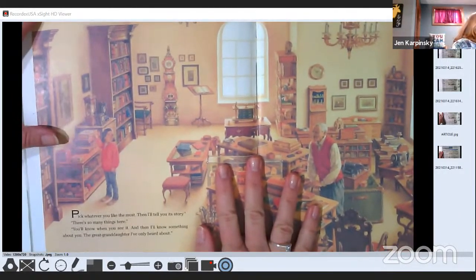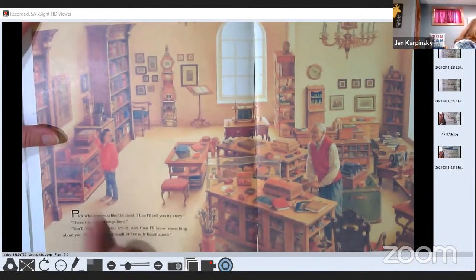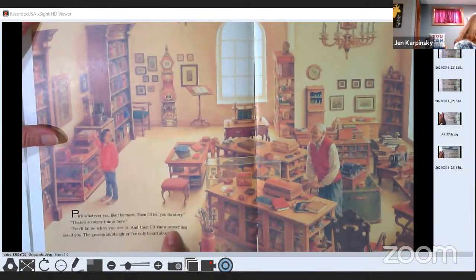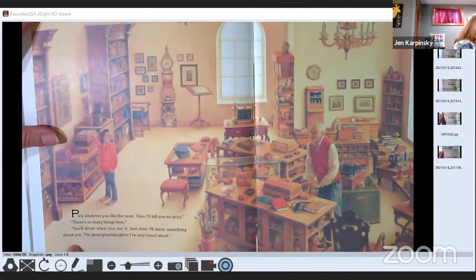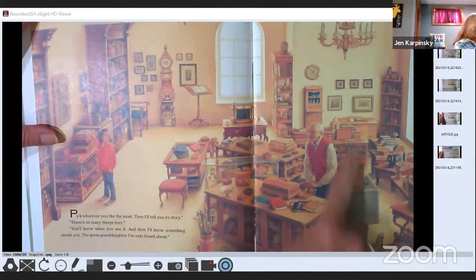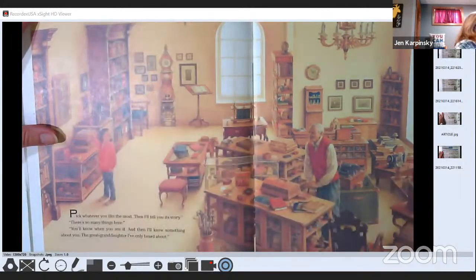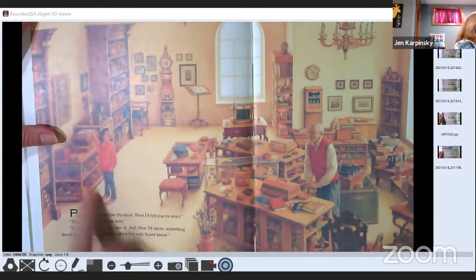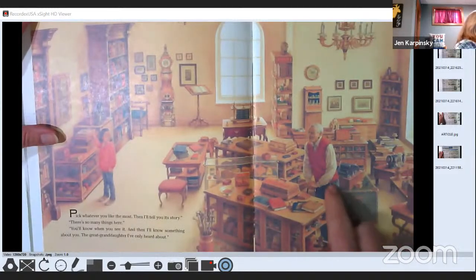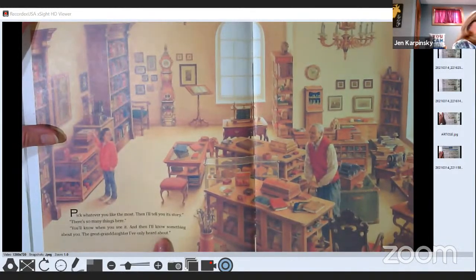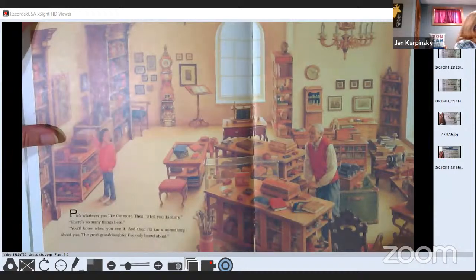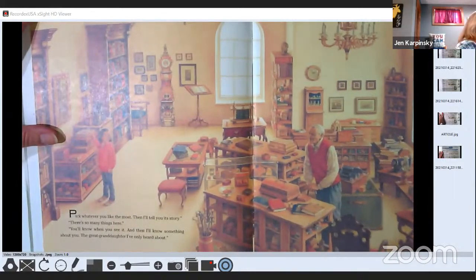Whatever you like the most, then I'll tell you its story. There's so many things here. You'll know it when you see it, and then I'll know something about you, the great-granddaughter I've only heard about. So we have a grandpa and a little girl. Obviously, we know now that this is the great-granddaughter of this man, and he's only heard about her. That tells me that it's probably the first time he's ever met her.